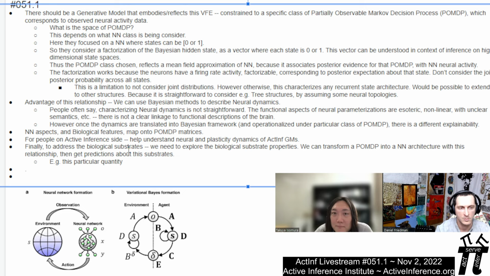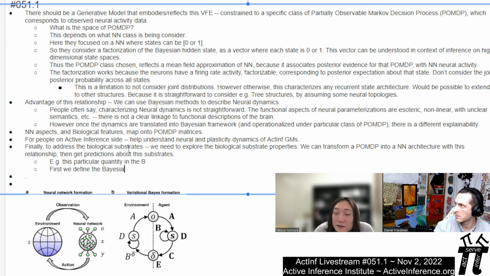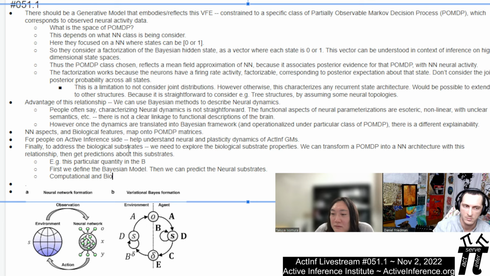Can you just repeat the last like 20 seconds? Yes. So in the last part, I mentioned that first we define the Bayesian model and then can predict what is the neuronal substrate that corresponds to that particular Bayesian model. So this would be useful to identify the biological quantities that correspond to a quantity in Bayesian inference.